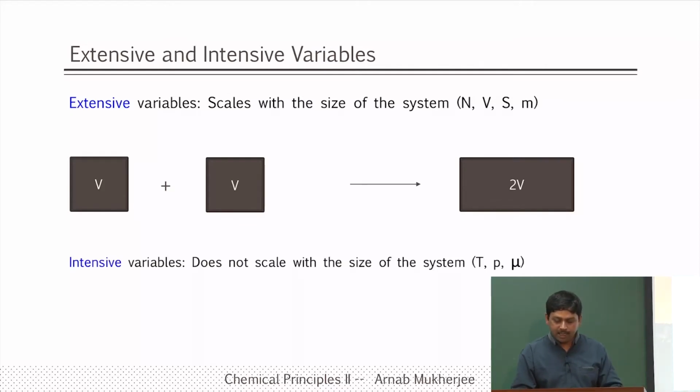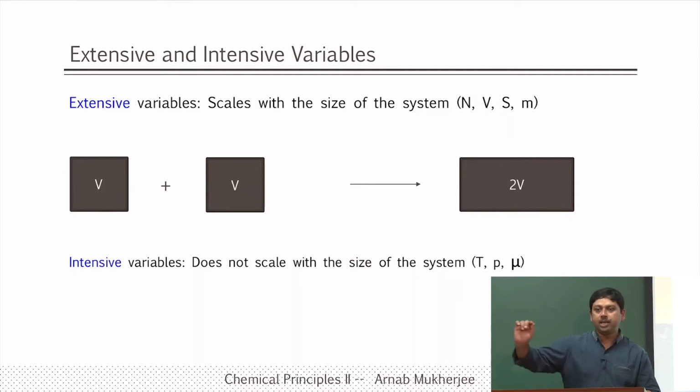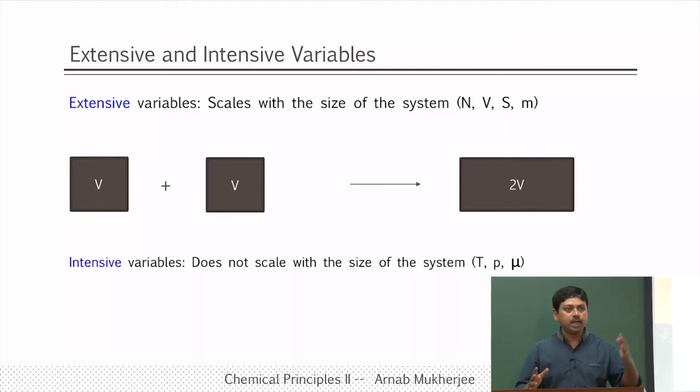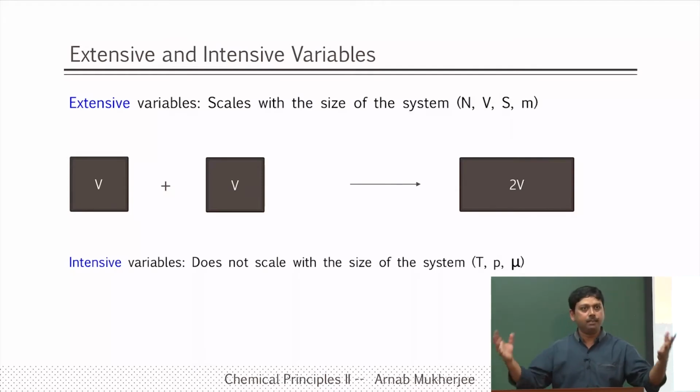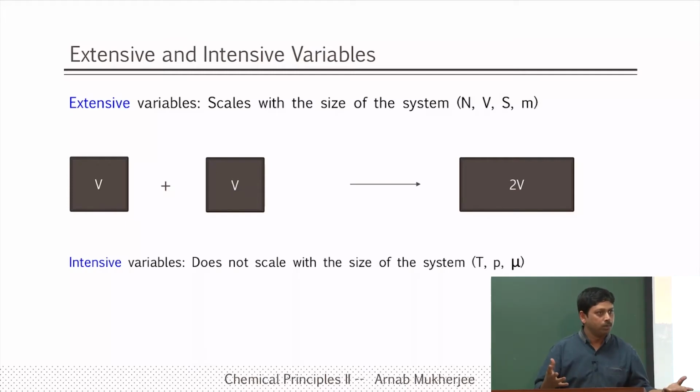Similarly, there are intensive variables, which do not scale with the size of the system. For example, if I take the temperature of one bottle of water and then measure the temperature of another bottle of water, when I mix them together, if those temperatures were initially the same, the temperature will still remain the same. Let us say I take a bottle at 30 degrees centigrade and another bottle of water at 30 degrees centigrade, I mix them, I get double the volume, however, the temperature remains the same.